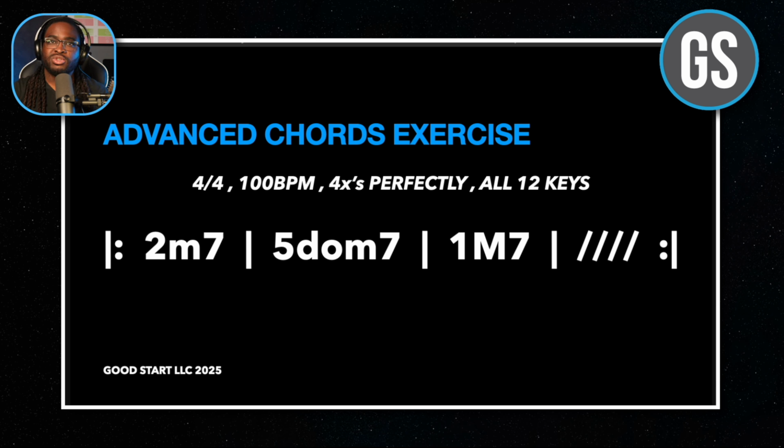Here's some advanced chord exercises. Here's an exercise we can now do. We can do 4/4 time signature. 100 BPMs is a good time setup. We want to do it 4 times perfectly in all 12 keys.